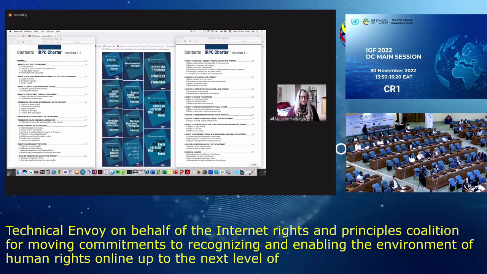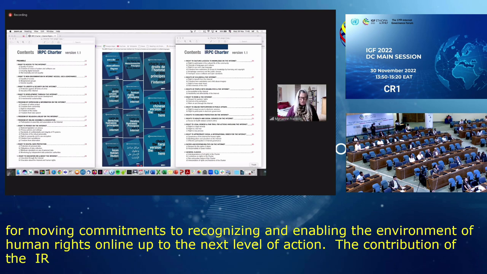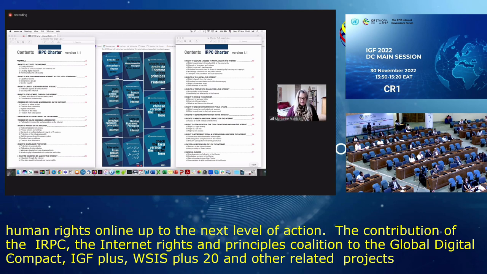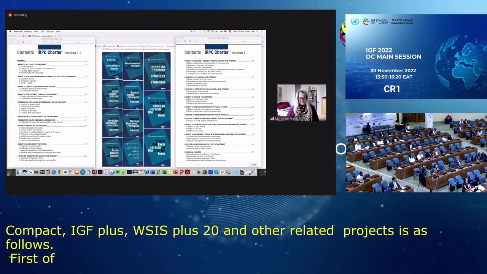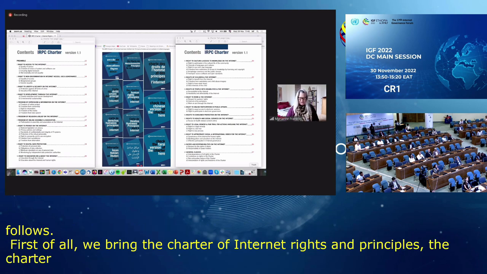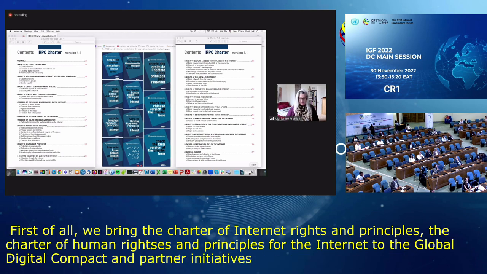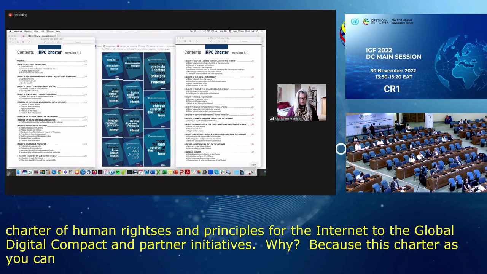The contribution of the IRPC, in other words, the Internet Rights and Principles Coalition, to the Global Digital Compact, IGF Plus, WSIS Plus 20, and all other related projects is as follows. I have three brief points. First of all, we bring the Charter of Human Rights and Principles for the Internet to the Global Digital Compact and partner initiatives. Why? Because this charter, as you can see on screen, provides an authoritative bedrock and long-standing resonance to these recent undertakings.